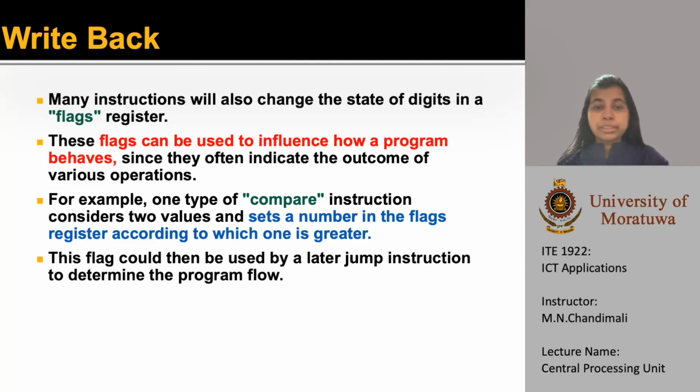The flags register is a special purpose register, and depending upon the value of results after any arithmetic and logical operation, the flag bit becomes 1 or 0. These flags can be used to influence how a program behaves, since they often indicate the outcome of various operations. For example, think one type of compare instruction considers two values and sets a number in the flags register according to which one is greater. Then we can use this flag or jump instruction to determine the program flow.